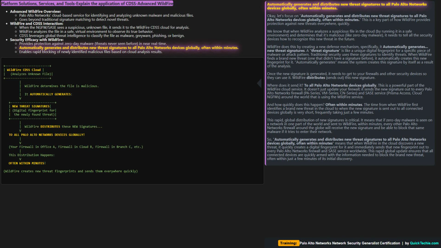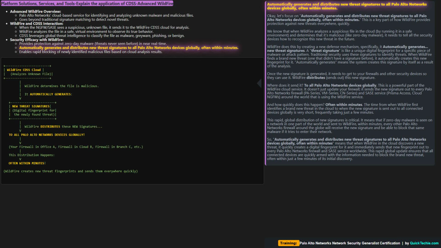This rapid, global distribution of new signatures is critical. It means that if zero-day malware is seen on a network in one part of the world and sent to WildFire, within minutes, every other Palo Alto Networks firewall around the globe will receive the new signature and be able to block that same malware if it tries to enter their network.